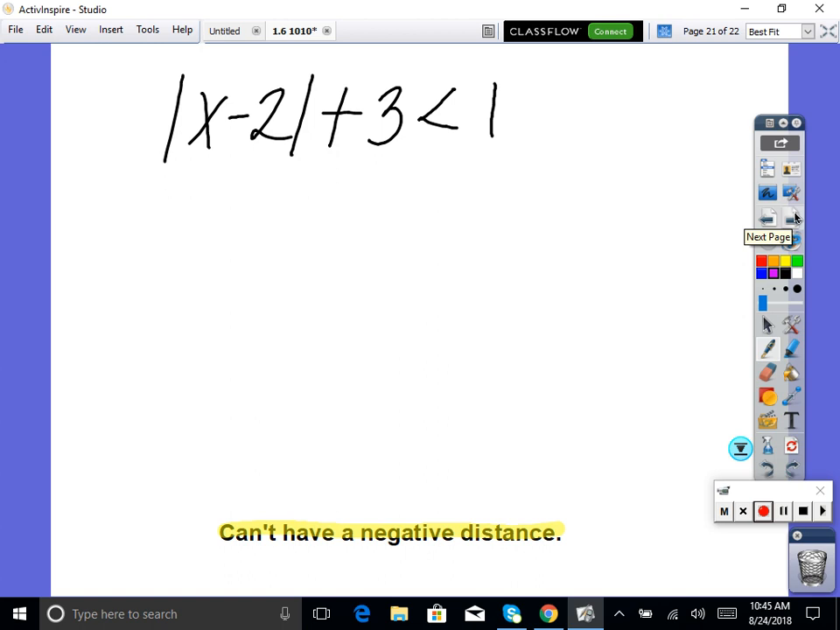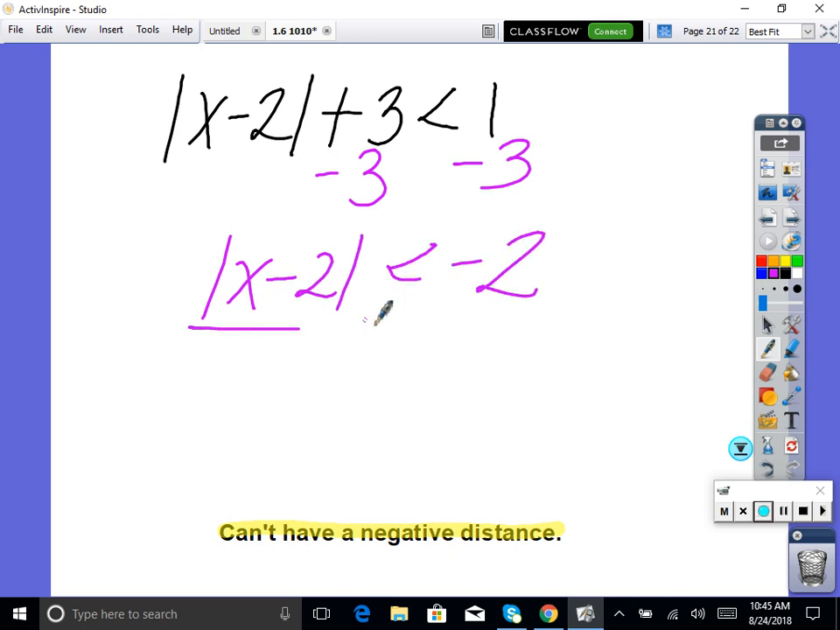Yeah. What about this, though? This one tricks people. This is my last one, subtract 3. We have the absolute value of x minus 2 is less than negative 2. A distance of a negative. No solution.